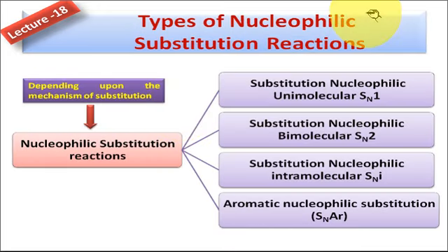These nucleophilic substitution reactions may proceed with different types of mechanisms. So depending upon the mechanism, the nucleophilic substitution reactions are of 4 types: substitution nucleophilic unimolecular, SN1 reaction; substitution nucleophilic bimolecular, SN2 reaction; substitution nucleophilic intramolecular, that is SNi reaction; and aromatic nucleophilic substitution, that is SNAr reaction. We will be discussing all types of mechanisms in detail.